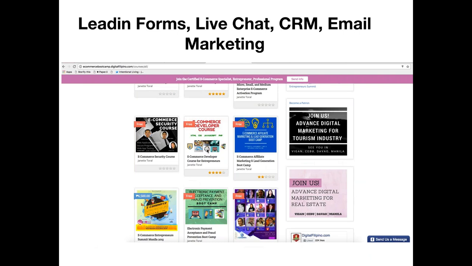So usually it covers a combination of lead-in forms. A lead-in form can look something like this, where, let's say, somebody is viewing the bootcamp site, and if they're interested, they will click this, and then they will fill up a form. And of course, if that gets filled out, it gets submitted in the CRM system.